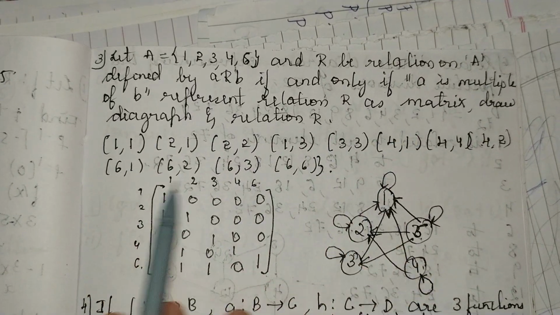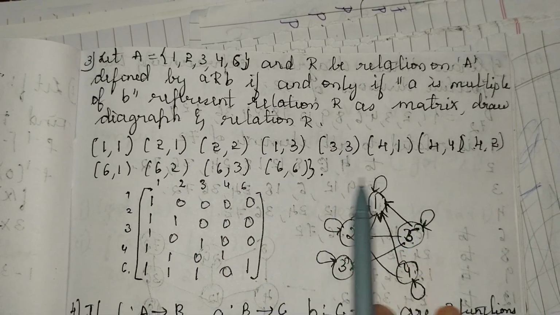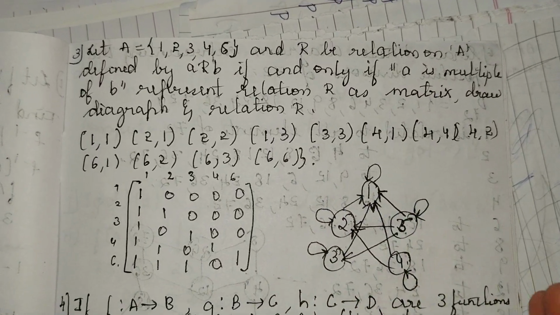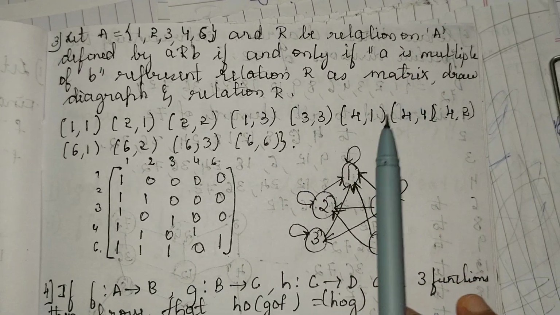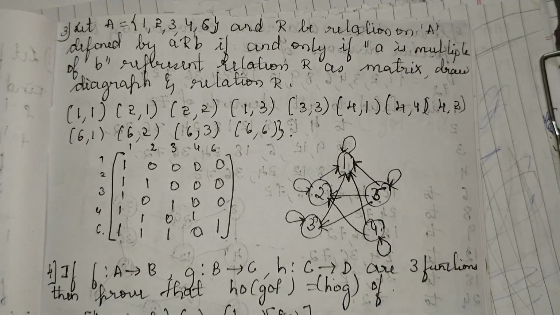Then whatever you have written, write it in matrix format. Then write the same matrix in the form of a digraph. See, remember, if you're writing a digraph, it has self loops. If they ask you to write a Hasse diagram, we don't have self loops.